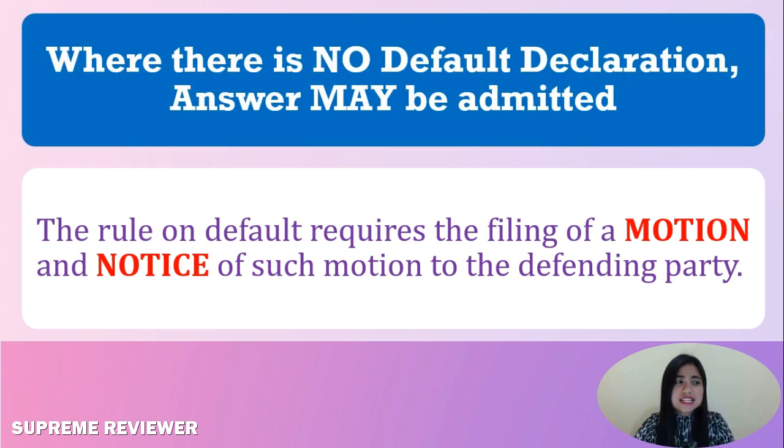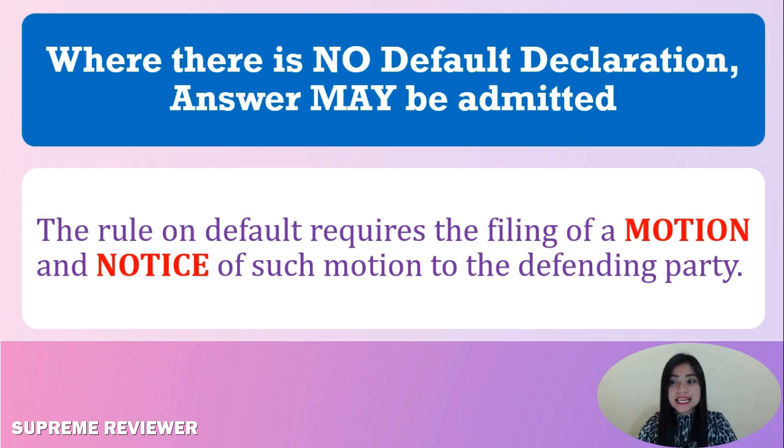Now, where there is no default declaration, answer may be admitted even if filed out of time. It is within the sound discretion of the trial court to permit the defendant to file his answer and to be heard on the merits even after the reglementary period for filing the answer expires. The rules of court provide for discretion on the part of the trial court not only to extend the time for filing an answer, but also to allow an answer to be filed after the reglementary period.